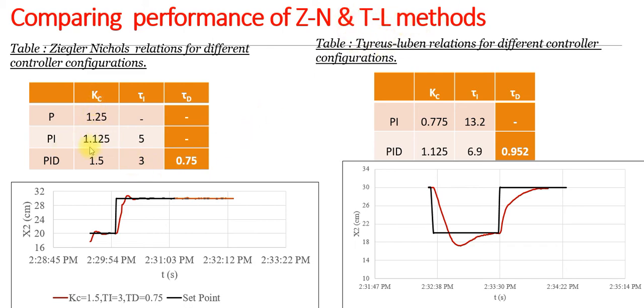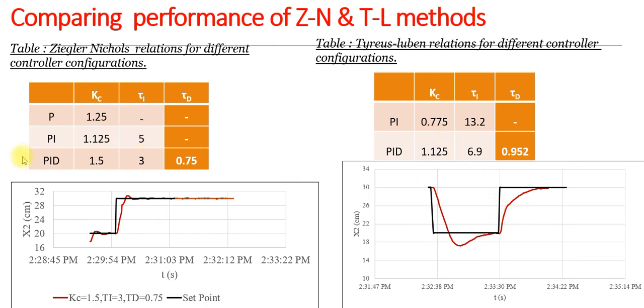So if you look at the numbers by their correlations, tau I is 5 and tau I is 13. So what do you expect? If you have a higher value of tau I, your process is going to be sluggish. See here, this one, it is going very slowly. There is no overshoot, there is no oscillation. But here, where tau I is less, there is a little bit of overshoot and a little bit of oscillation. And same with Kc. Kc value is high here, this also makes the response aggressive. Kc value is low here, that will make the response sluggish.